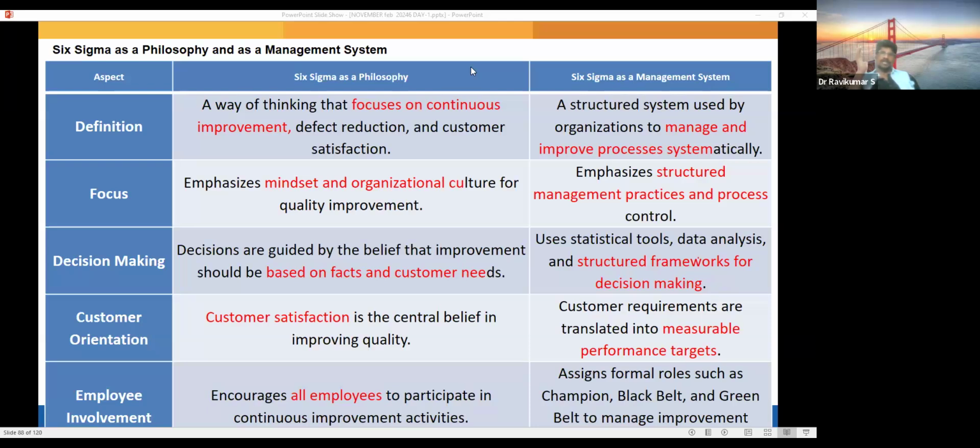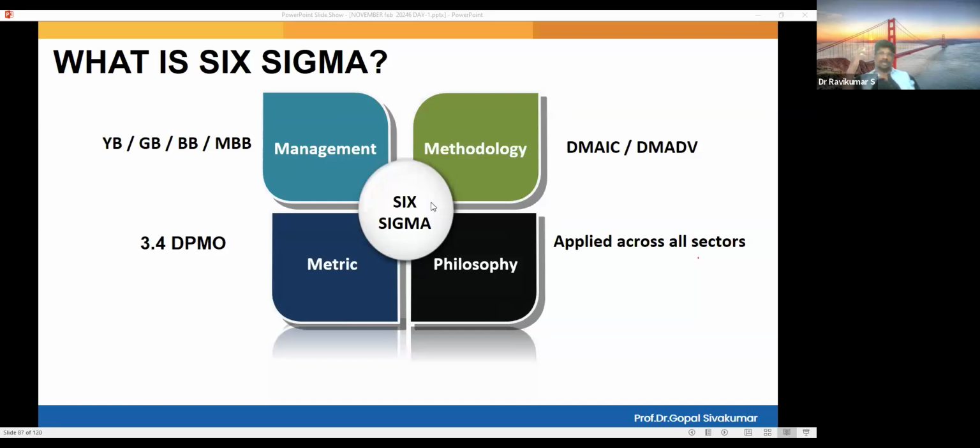Okay, so that is how Six Sigma can be seen as a philosophy as well as a management approach. So Six Sigma has 4 dimensions. One is a metric, another is a management approach, another is a philosophical approach. Then the important thing which we are learning in Six Sigma is DMAIC. That is a methodology. Six Sigma is a problem-solving methodology. So what is DMAIC? In the Six Sigma problem-solving methodology, you have 2 methodologies. One is DMAIC, another one is DMADV.